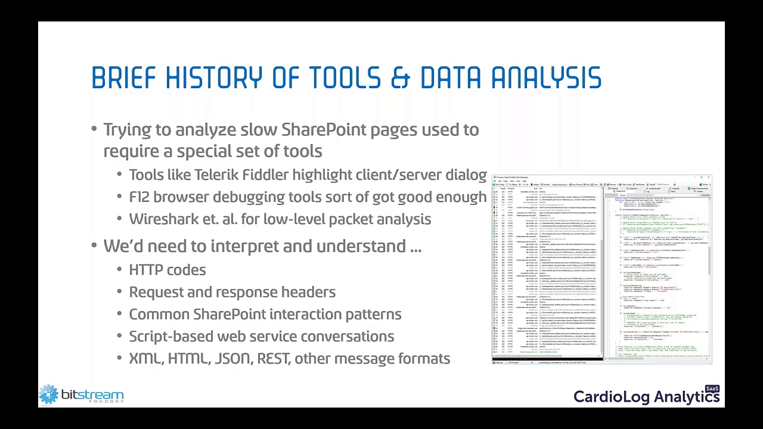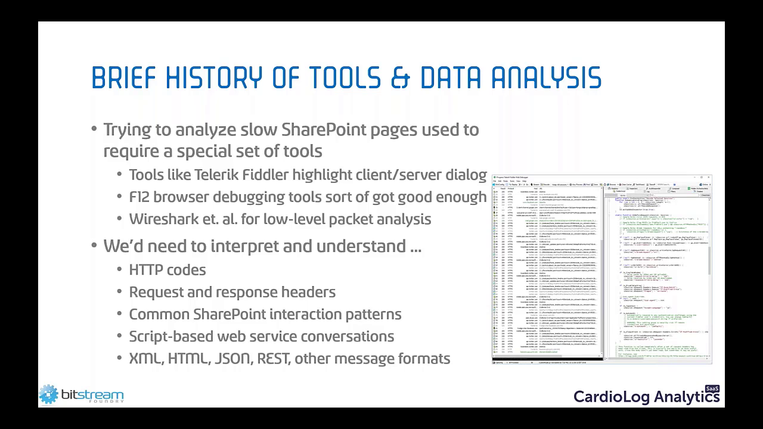So a brief history of tools and data analysis, very brief, I should say. In the past, when we've been trying to analyze slow SharePoint pages, it would require a special set of tools. Anyone who's tried to do this has probably used something like Telerik's Fiddler tool to look at client-server dialogues between their web browser and the web front end. Eventually, F12 browser debugging tools in Internet Explorer, in Edge, in Chrome, and Firefox, and every major browser, got good enough that we didn't have to rely on Fiddler for most things that we wanted to look at with regard to client-server interactions. If we needed to get deep into the weeds, we might pull out something like a protocol analyzer like Wireshark for low-level packet analysis. This might be used to resolve DNS issues, DNS lookups, other sorts of protocol-specific problems if we've narrowed it down that far, but we normally didn't have to dive this low.